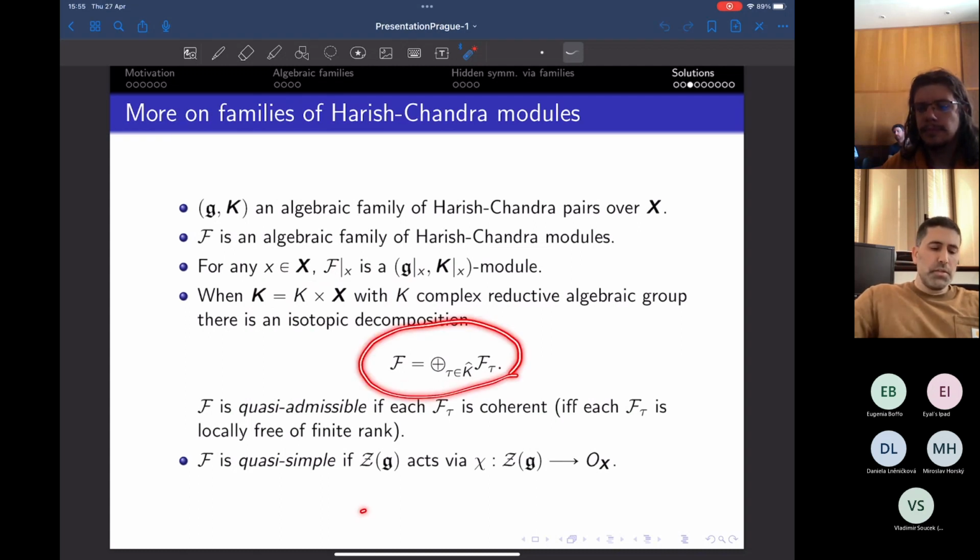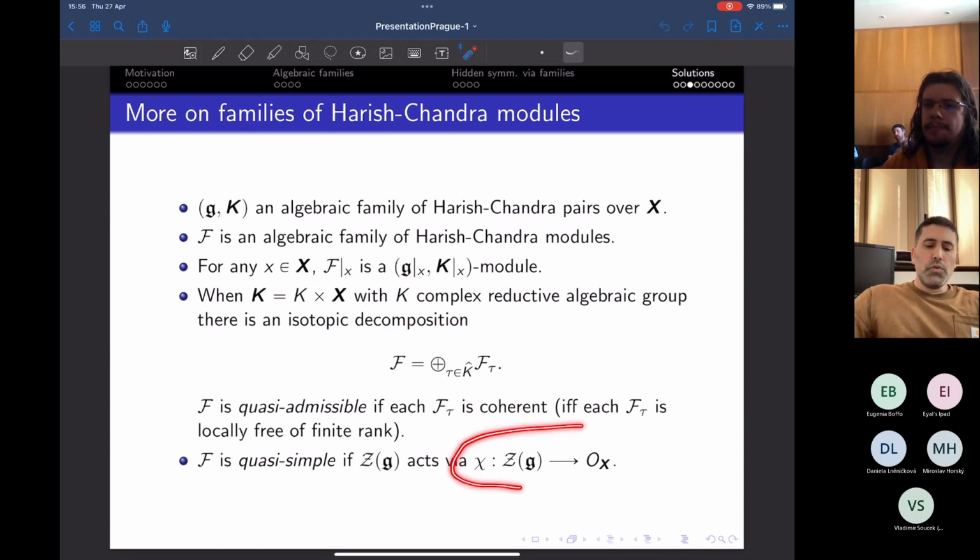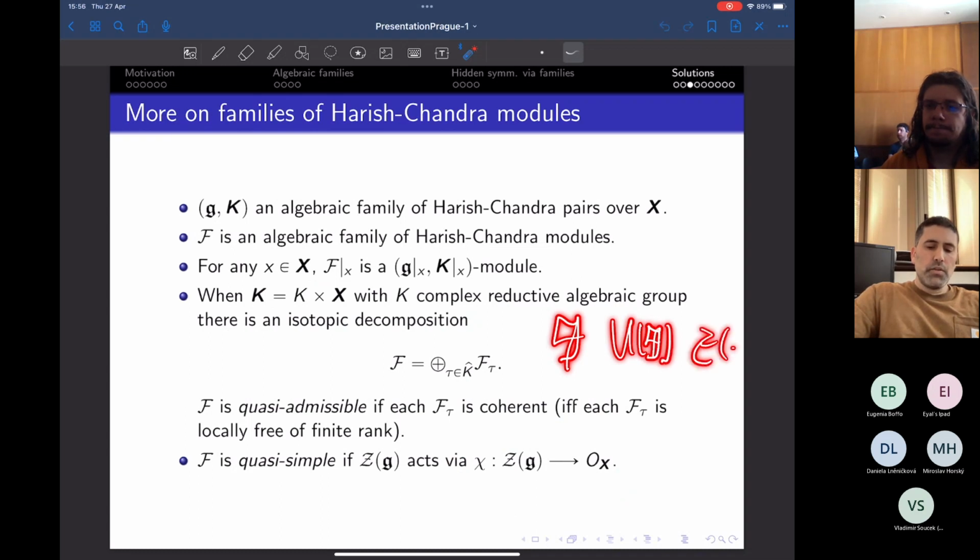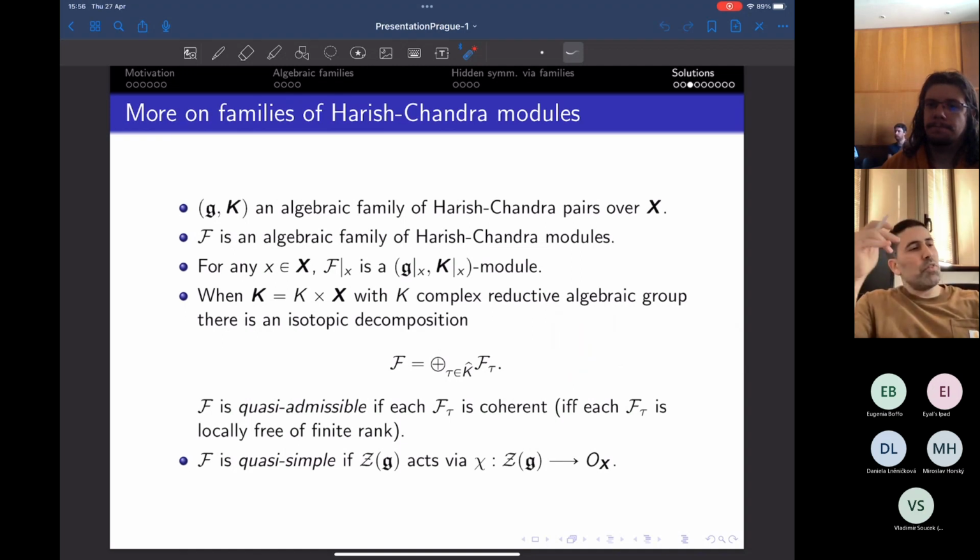If a sheaf is quasi-admissible, then there is a good action, a nice action of the center of the enveloping algebra of G. We have G, the family of Lie algebras. It has a universal enveloping algebra, and it has a center, Z of G. In the classical case, you are all familiar with Schur's lemma that tells you that on irreducible things, the center acts via multiplication by scalars. In this setup of families, if you have something like Schur's lemma, you'll demand that the center will act not by scalars, but by regular functions. And they come from some map that is a homomorphism of algebras over X.